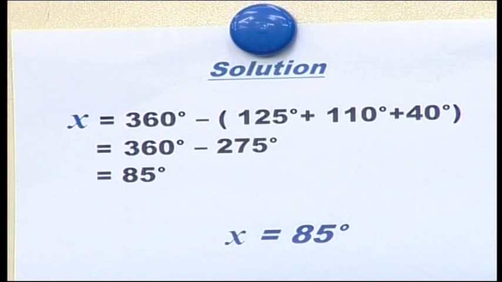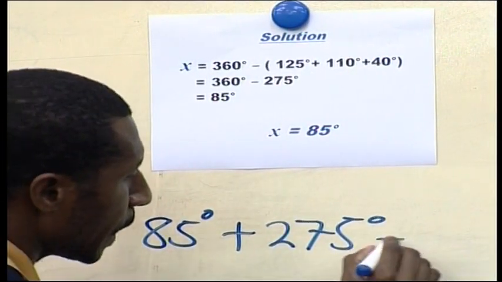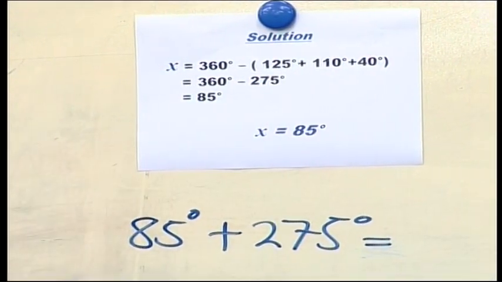Now the last thing, after you get your answer, it is important to check. So 85 plus the 3 angles, let's check to see that our angle is correct. 85 degrees plus the 3 angles which is 275 degrees. Let's check if they can add up to 360 degrees.